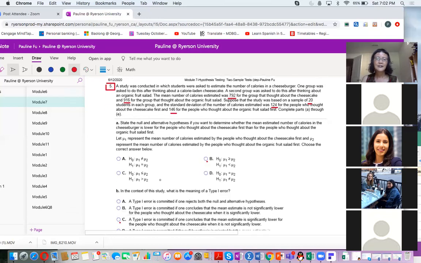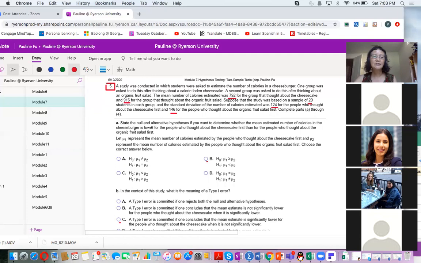Okay, so this question compares two population means. One population is people who think about calorie-laden cheesecake. The other population is people who think about the organic fruit salad. Okay, so let's do question A.